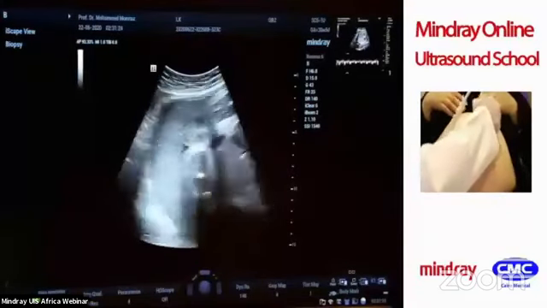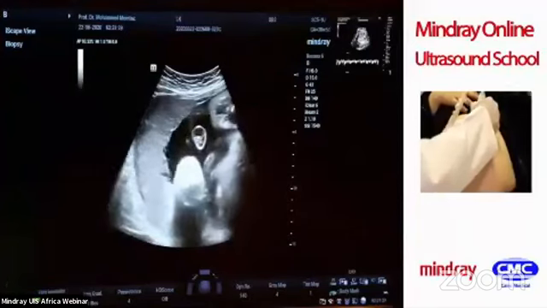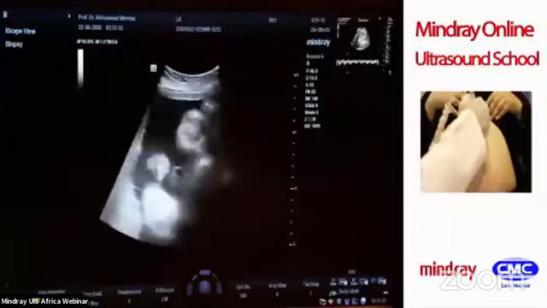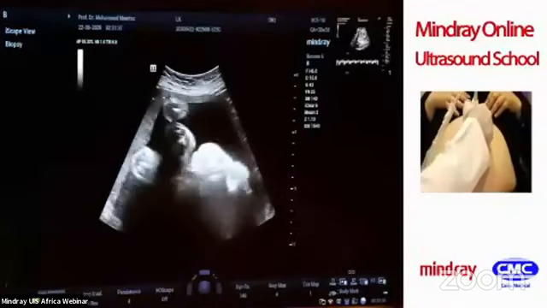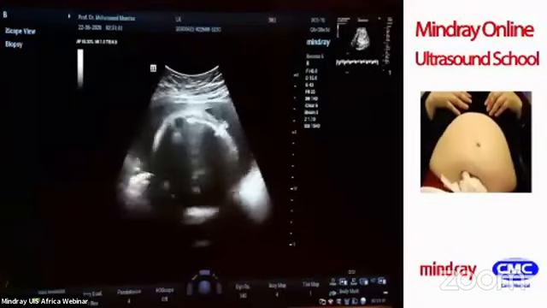In the meantime, we will get an idea about the location of the placenta. It is fundal with a slightly posterior extension. Also, we can have a subjective estimation of amniotic fluid. We can see that the amniotic fluid is adequate. And then we will go from that to the obstetric measurement.